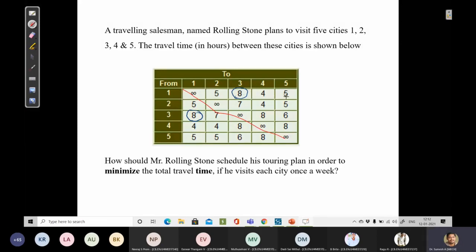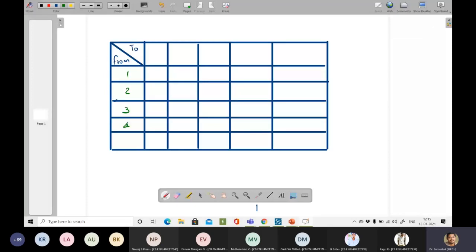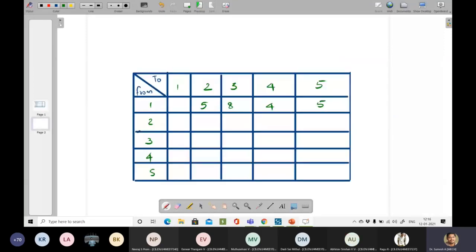Let me see. Did you copy the values? The infinity I am marking here because I cannot travel from 1 to 1 or 2 to 2. That is not possible. That's why I am marking it as infinite.